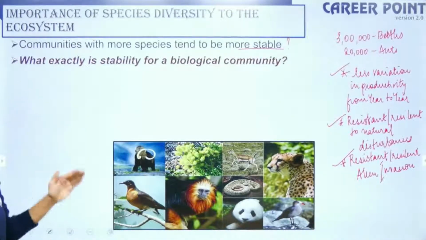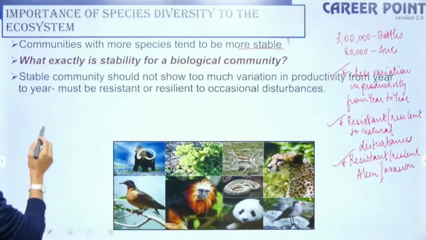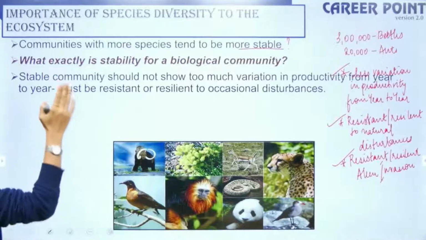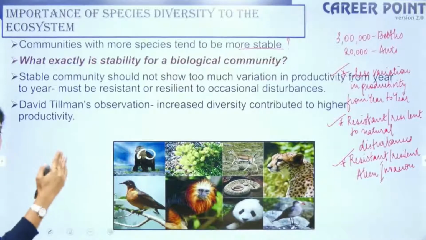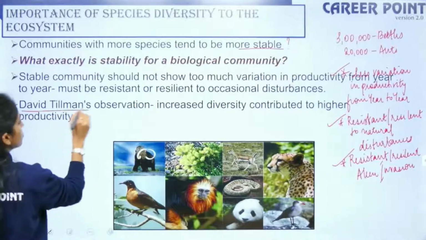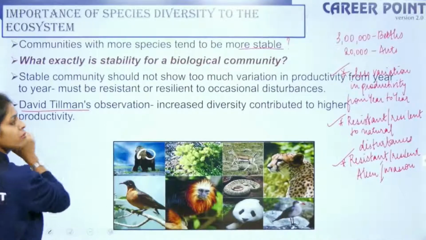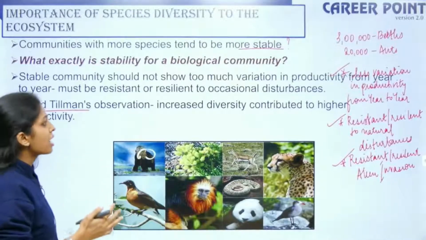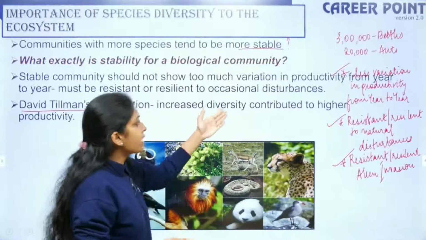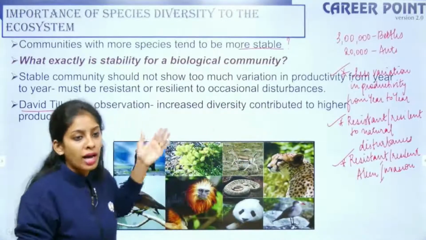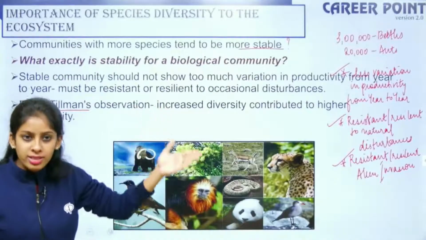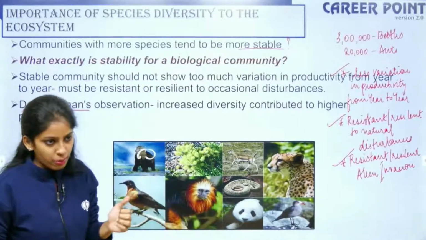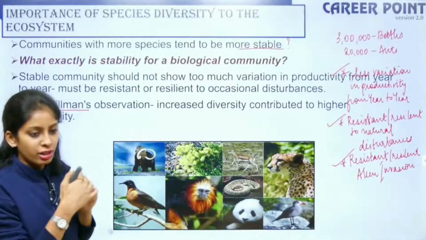Okay. So this is about stability in a biological community. A stable community should not show much variation. All that I have told you was just hypothesized, but later it was proved because of David Tilman's observation. He did some outdoor experiments, and he found that yes, increased diversity contributed to higher productivity. So the more species in a community, the more productive it is, and thus it is more stable. That was David Tilman's conclusion.